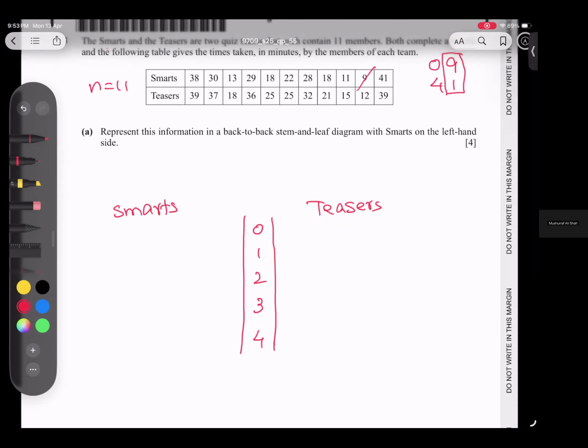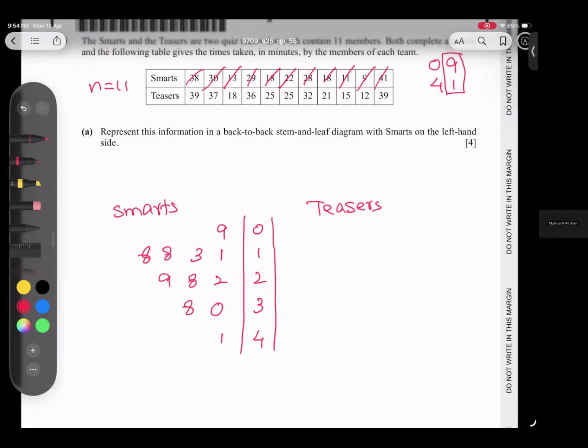Okay, I cancel 9. I'm writing 9. After that, 11 comes one time, then 13. 11 means 1 and 3 here. And then we have 18, 18 two times, 8 and 8. Afterwards, 22 and 28, and 29 also we have. Then 30 and 38, 30 and 8. Then 41, I think clear.